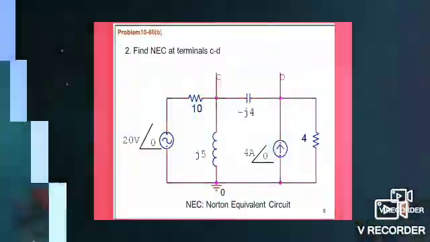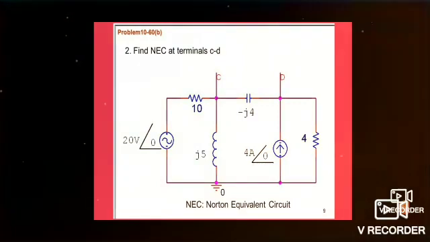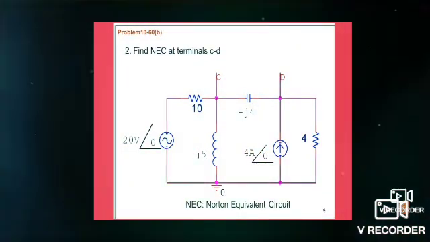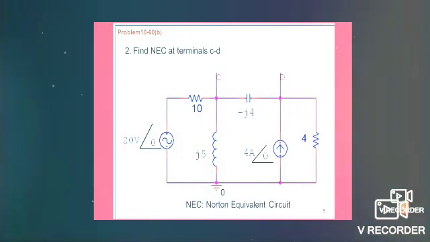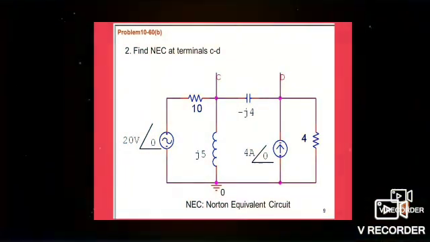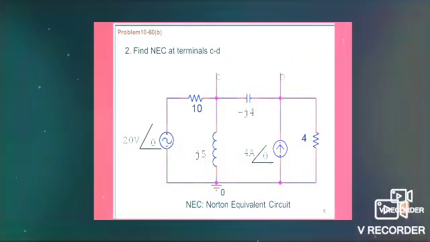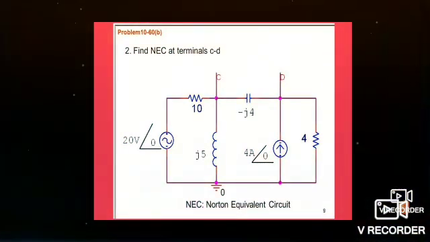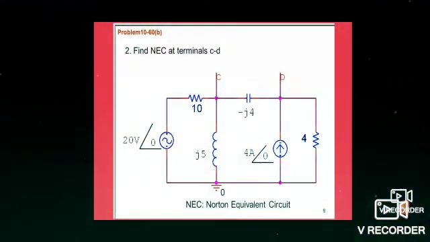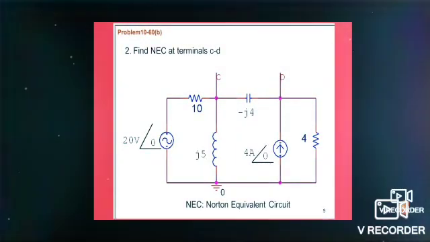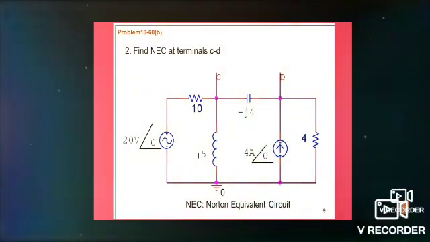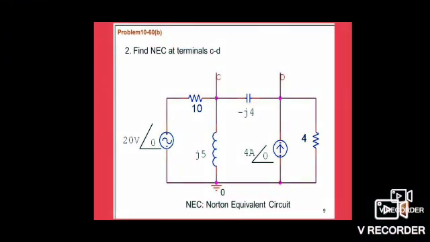Dear students, in this class we are going to find out the value of the Norton equivalent circuit for the AC network. See the diagram, the same circuit used in the Thevenin network is used here. It consists of a 20 volt, 0 degree voltage source and a 4 ampere, 0 degree current source. 10 ohm and 4 ohm are the resistances. J5 is the inductive reactance and minus J4 is the capacitive reactance.